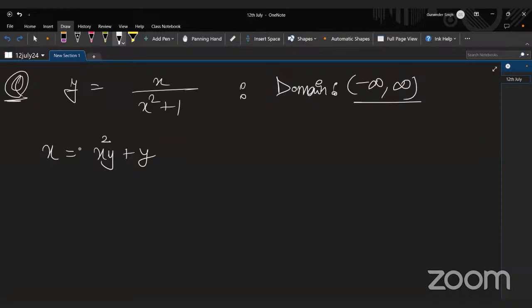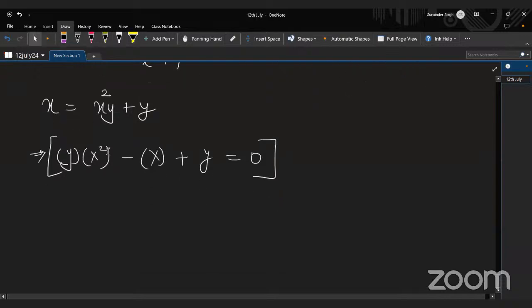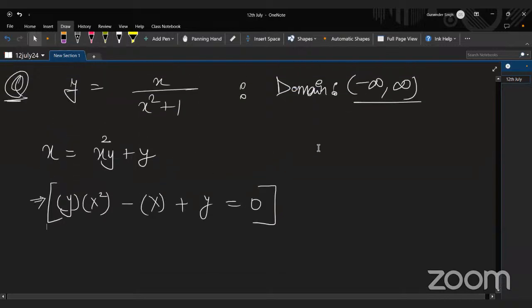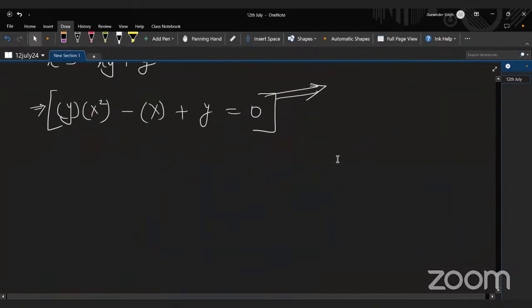Okay, so I will take it out over here. So basically it will be y x square minus x plus y is equal to 0. Okay, you see this thing, right? This is correct now. I can write this thing as this also. Tell me, is this correct now?